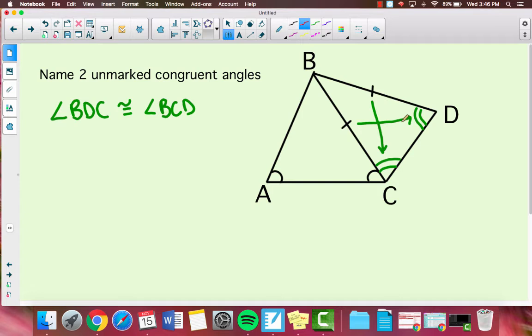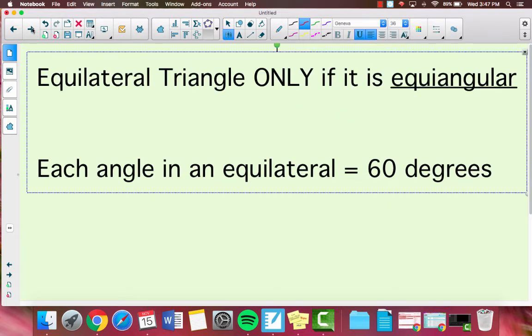All right, so in a portion of your homework today, you're going to be given a pretty complex picture, and you're going to have to mark things that are congruent or name things that are the same based on information they give you. So it'll change for every problem. My suggestion is mark what they give you and then see what you can tell based on that given information. All right. Next, we're going to talk about equilateral triangles.